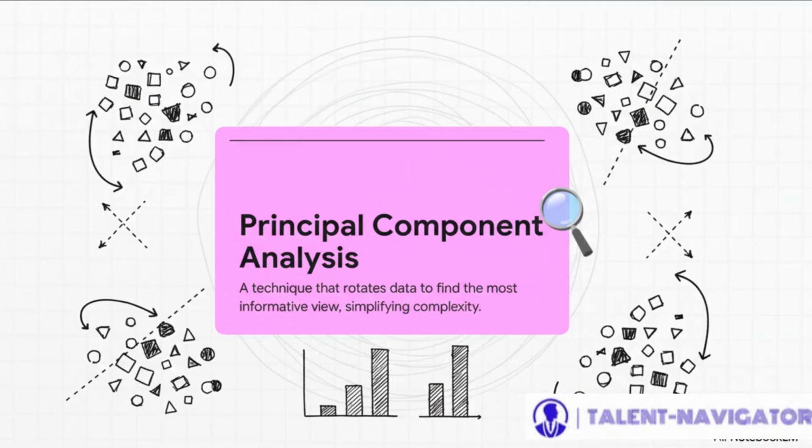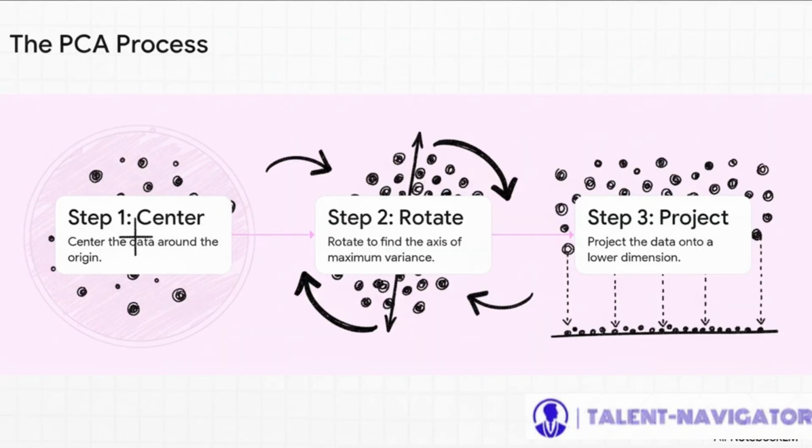So instead of just picking a few of the original features and throwing the rest in the trash, PCA does something much smarter. It combines them. It basically rotates the entire data set around, almost like you're turning a camera, to find a brand new perspective, a new set of axes that capture the most important information, the most spread in the data, using fewer dimensions. The whole process is actually pretty straightforward. It just boils down to 3 main steps.